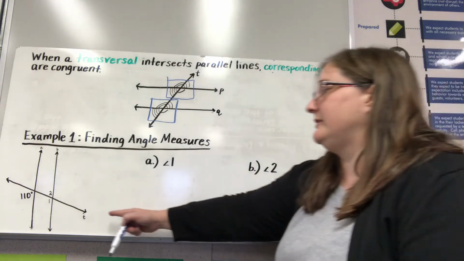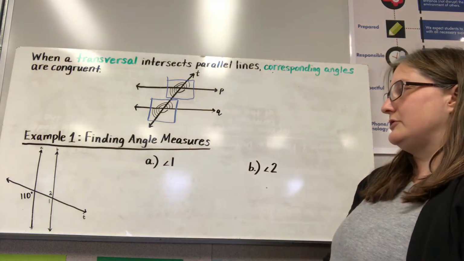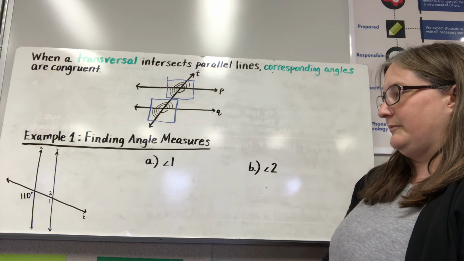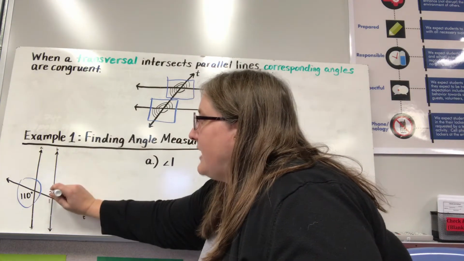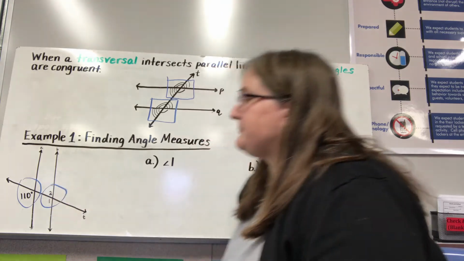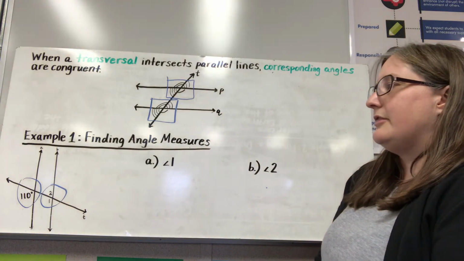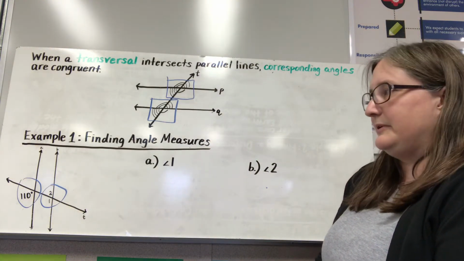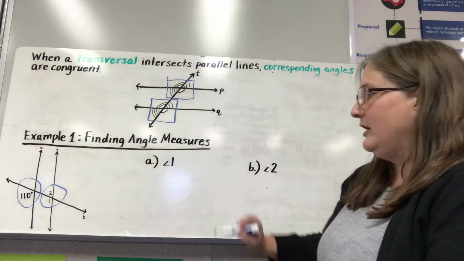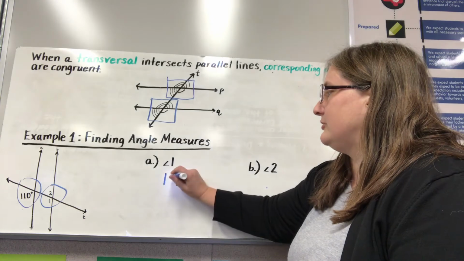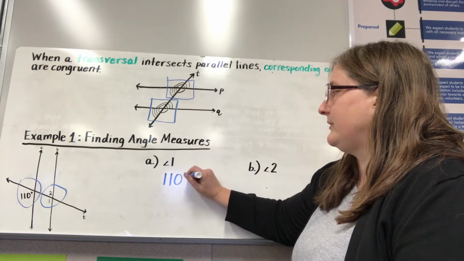So let's take a look at this diagram. They want us to find the measure of angle 1 and angle 2. So I have a set of four angles over here, and I have a set of four angles over here. And I notice that angle 1 is in the same position as the 110 degree angle. They're both in the bottom left. So angle 1 is also going to measure 110 degrees.